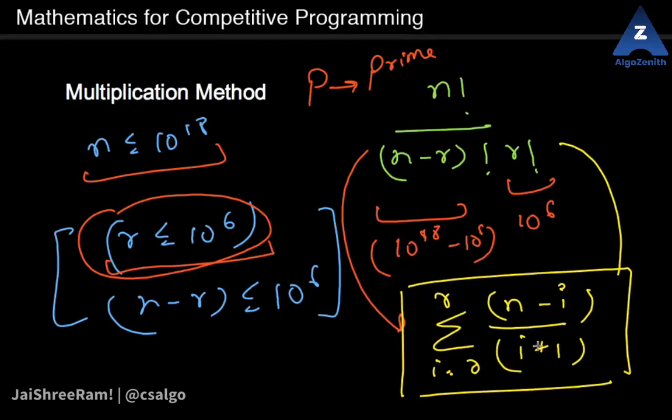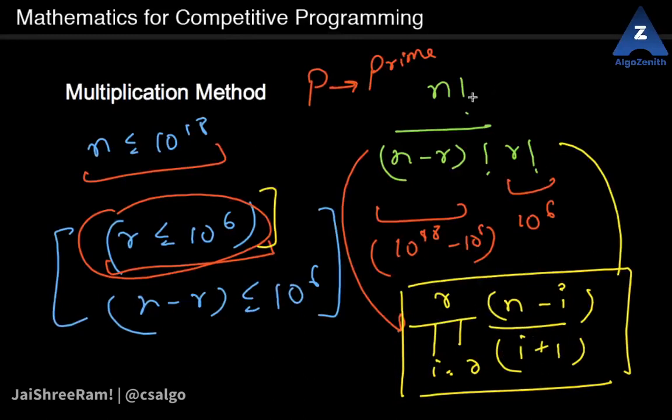Now we just need to calculate this particular summation, and note that this summation is only up to r. So in case this r is small, then we can run this loop and calculate this particular term, right? This is not summation, in fact this would be product, right? This would be product, okay. So product of n minus i divided by i plus 1, right?